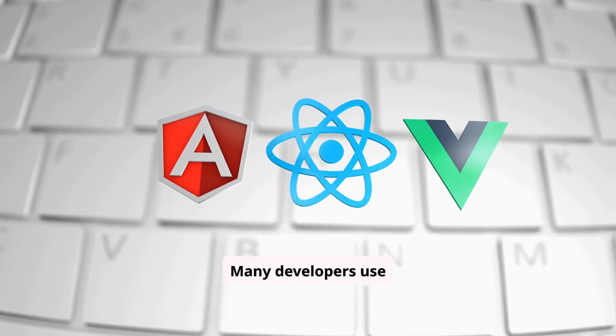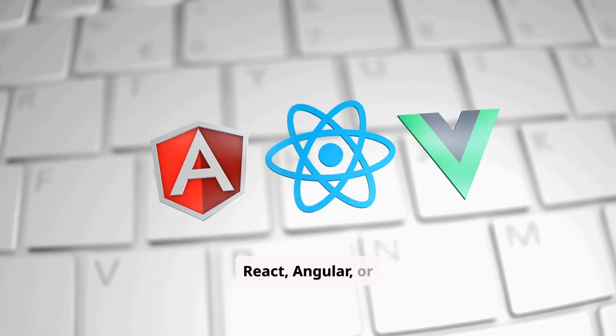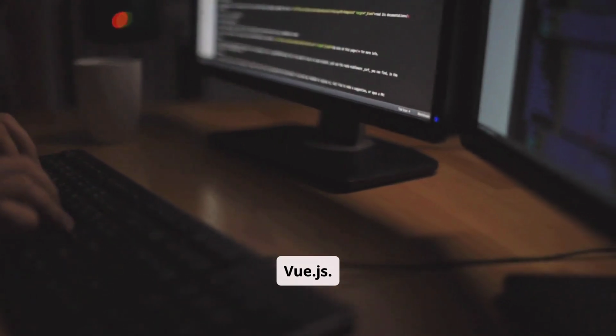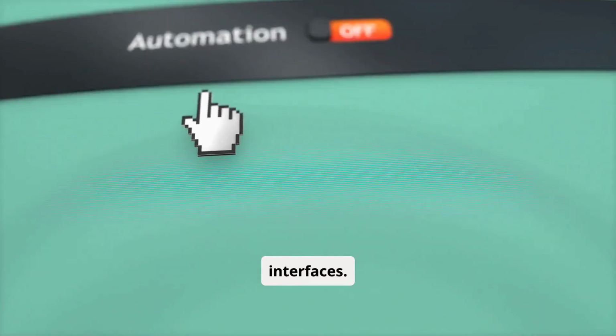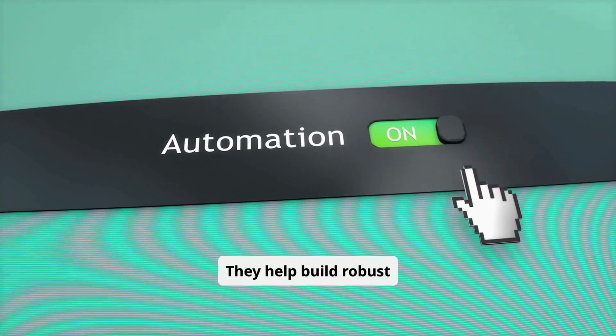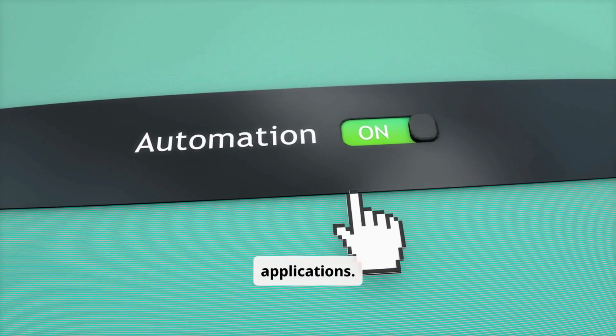Many developers use front-end frameworks like React, Angular, or Vue.js. These tools streamline development by providing pre-built components and efficient ways to manage complex interfaces. They help build robust single-page applications.